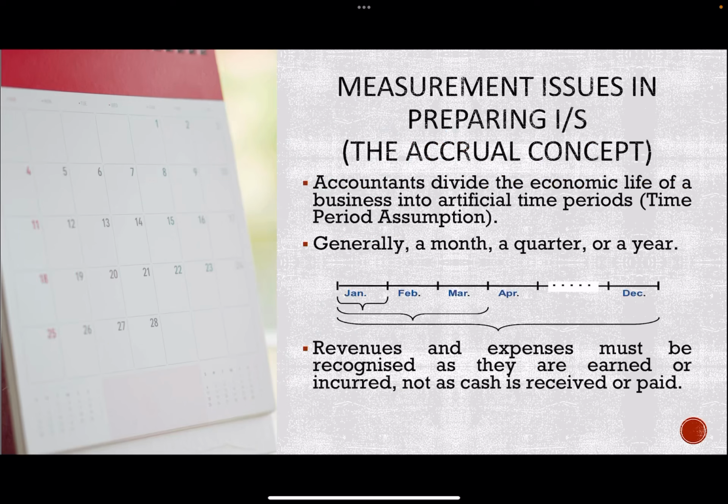So it's really simple: accountants divide the economic life of the business into artificial time periods. If you follow the financial statements of a certain company, you're going to see that they release the financial statements each quarter. Some corporations release the financial statements each month, and some of them, if it's really a small business, release the financial statements each year. So those are the artificial time periods which the accountant uses to recognize the revenues and the expenses of each period.